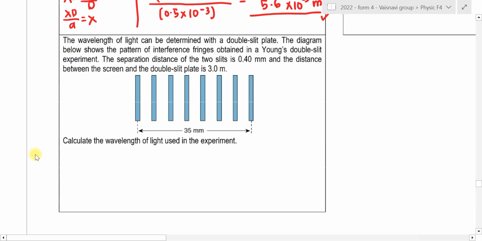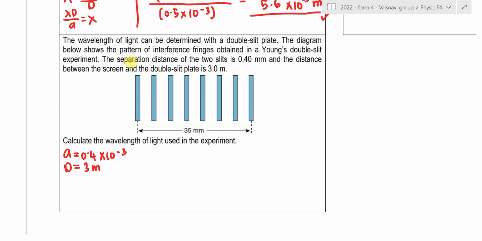Sometimes they will give a question like this. The wavelength of light can be determined with a double slit plate. The diagram below shows the patterns of interference fringe obtained from Young double slit experiment. The separation of the two slit, separation means distance between two slit, is equal to 0.4 times 10 to the power of negative 3. The distance between screen and the double slit, that means your D is 3 meter.